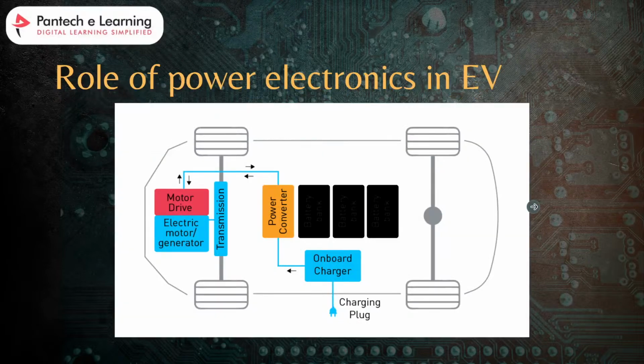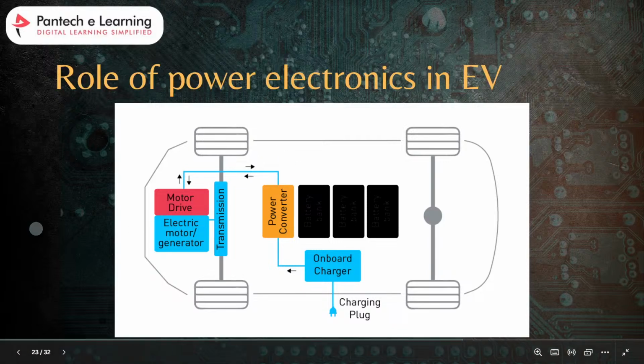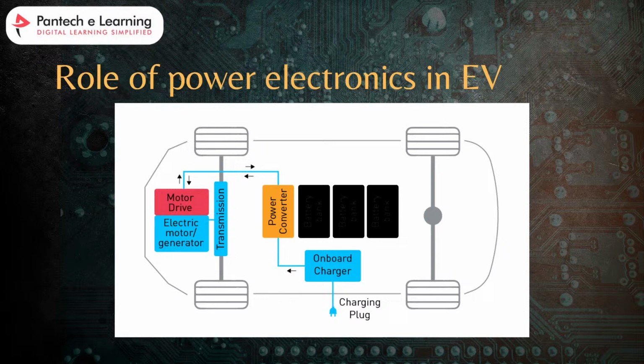Next I will tell you the role of power electronics in electric vehicles. Here you can see a simple block diagram of the electric vehicle. Power electronics are an essential component in an electric vehicle because they manage how electrical energy from the battery is delivered to the motor. They make sure the right amount of power is available in the right form whenever it is needed.